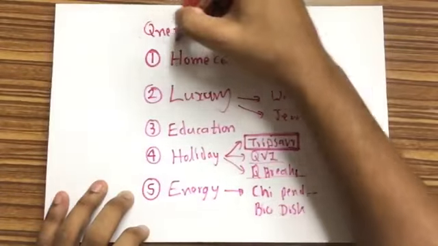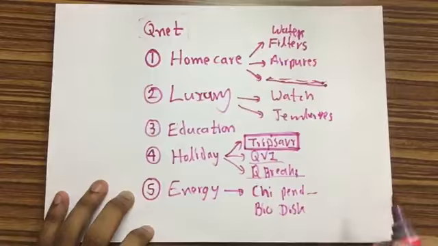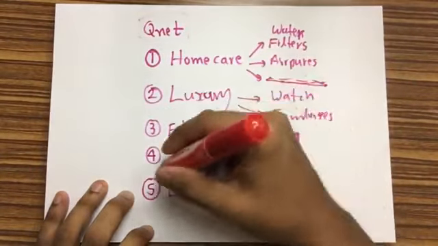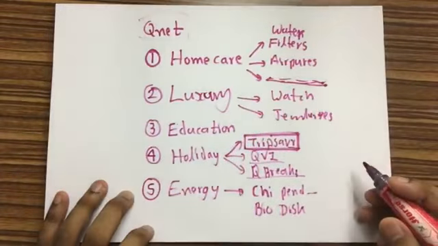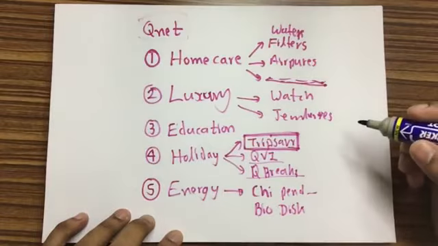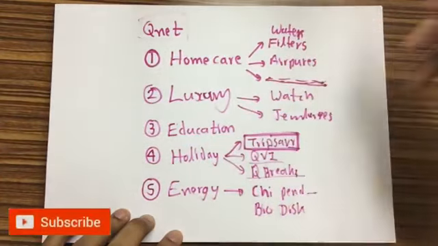Can I know which one category you like the most? Is it home care, luxury, education, holiday, or energy? So guys, when you ask this question of anyone, they'll give you maybe home care or luxury or education, holiday, energy, or anything.